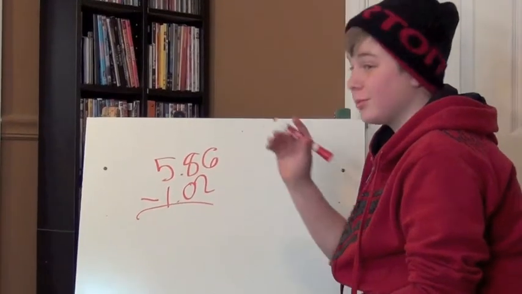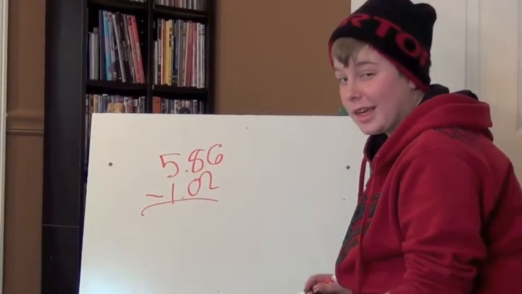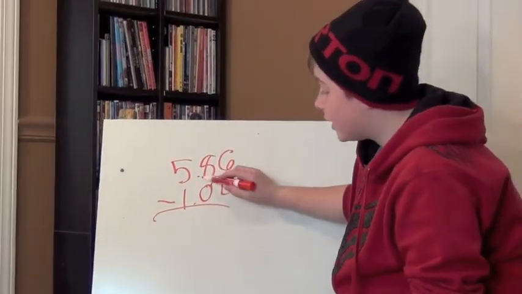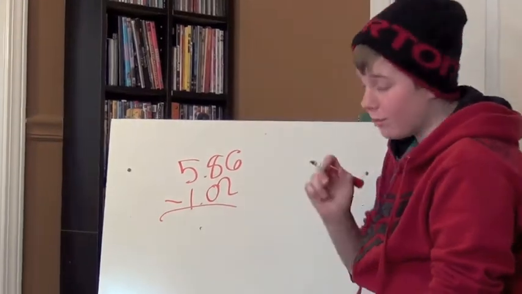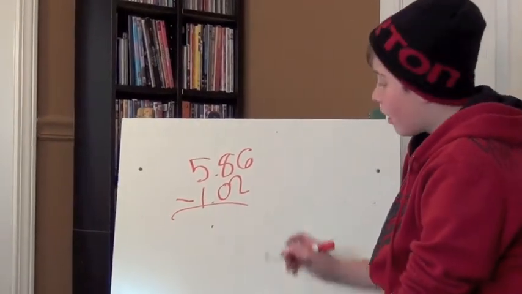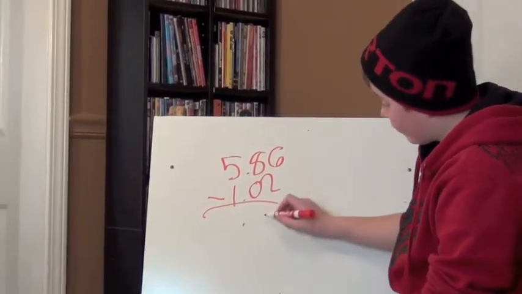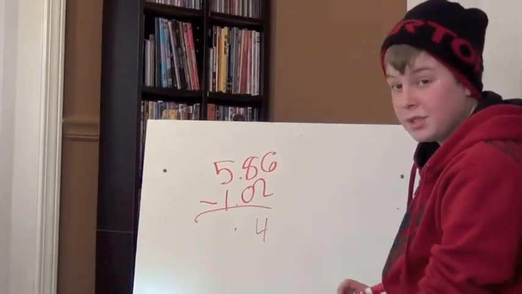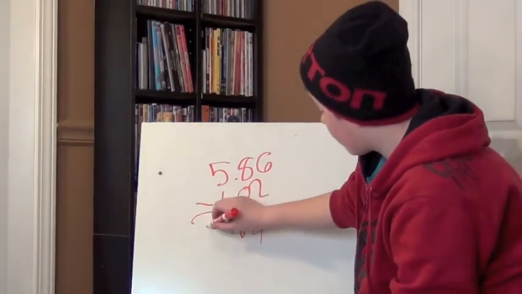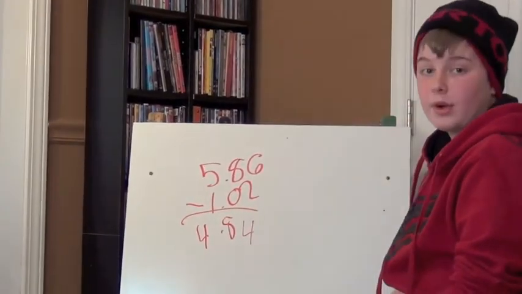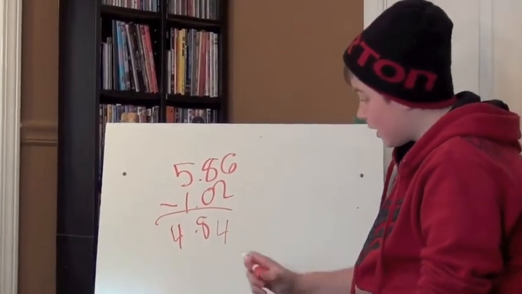Now we're going to cover subtracting decimals. A lot like adding decimals, you need to keep the decimals in the exact same place. So I'll put that right down there to remind me. So we're going to start off. 6 minus 2 is 4. 8 minus 0 is 8. 5 minus 1, 4. So it's 4.84. That's the answer to that problem.